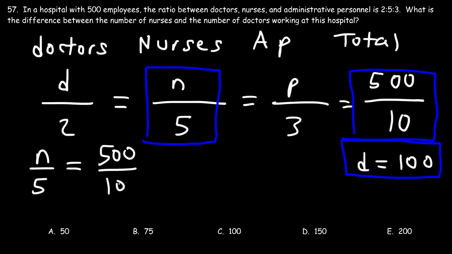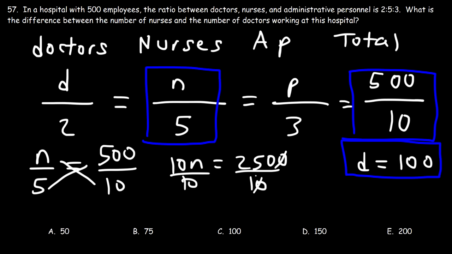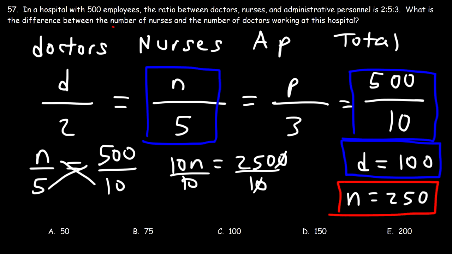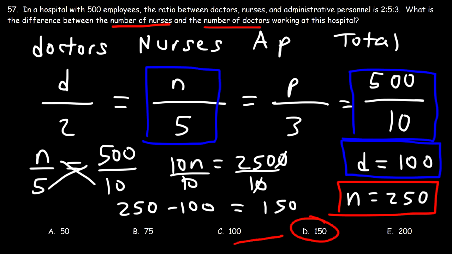And we're going to cross multiply. So we have 10 times N, and that's equal to 5 times 500. 5 times 5 is 25, so 5 times 500 is 2,500. Dividing both sides by 10, we can cancel a 0, and so we can say the number of nurses is 250. So the difference between the number of nurses and the number of doctors is going to be 250 minus 100, which is 150. So there's 150 more nurses than doctors. Therefore, D is the right answer.